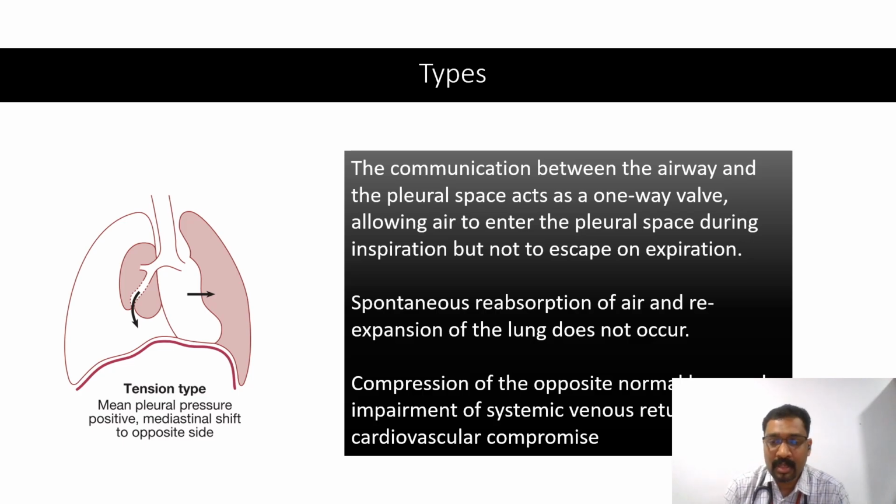The most important thing to be done is an emergency intercostal drainage tube. If that is not possible, you have to do a needle thoracostomy through the second intercostal space and relieve the pressure.